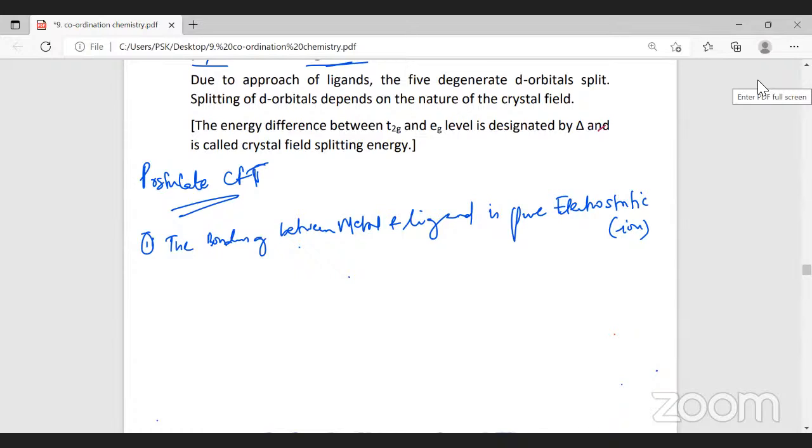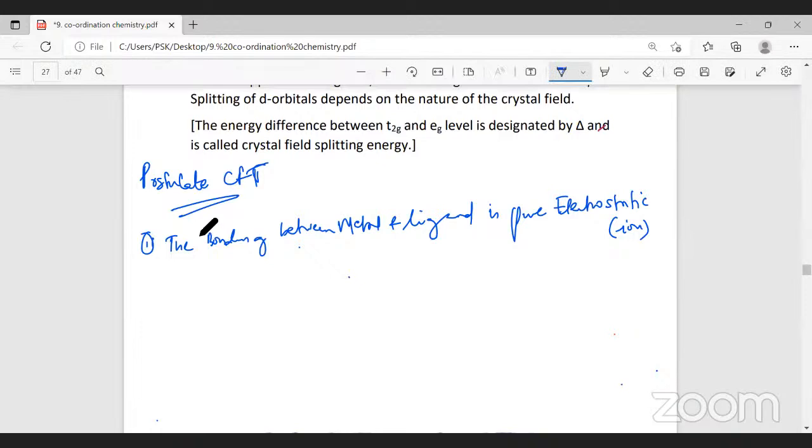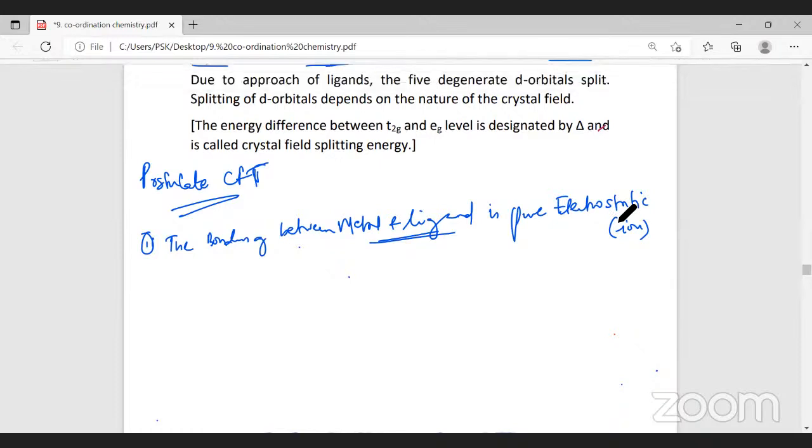I'll give you an explanation. Again, there will be a force of attraction between these two. Therefore, we say the first postulate of crystal field theory is that the bonding between the metal and the ligand is purely electrostatic or purely ionic.